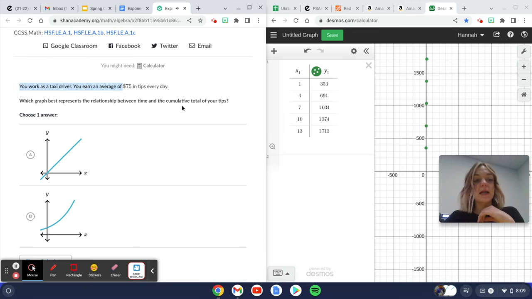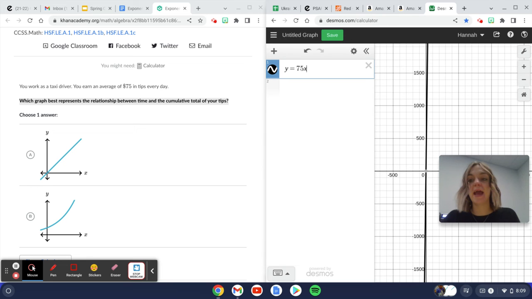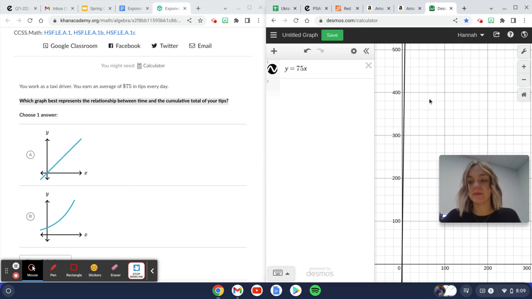This says you work as a taxi driver. You earn an average of $75 in tips every day. Which graph best represents the relationship between time and the cumulative total of your tips? So let's say Y is your total amount of money. And then you earn $75 in tips each day, which will represent X for the number of days. We'll use X to represent the number of days.